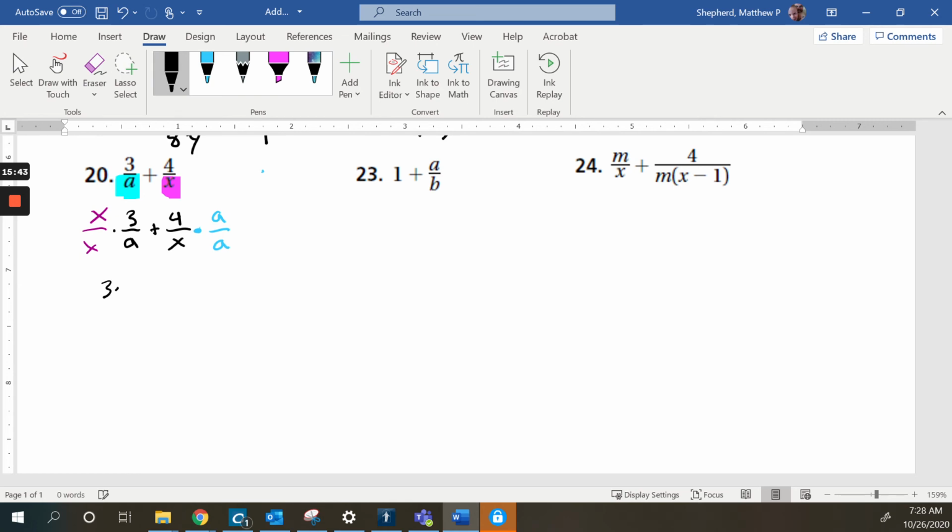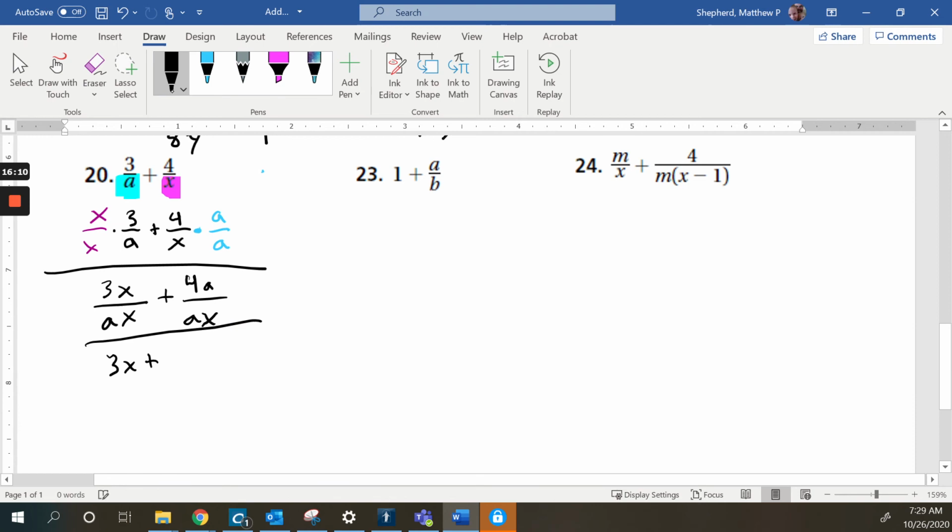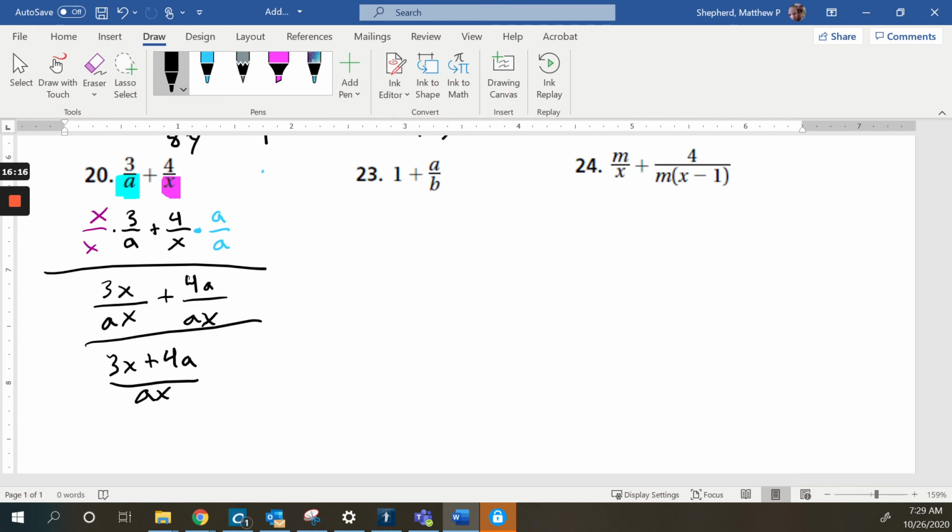All right, so multiplied by the opposite denominators. So we're then going to get 3x all over ax. I'm just rearranging them to be in alphabetical order because that's the way I like it. Now that the denominators are the same, we can go ahead and add the numerators. So 3x plus 4a all over ax, and we're done.